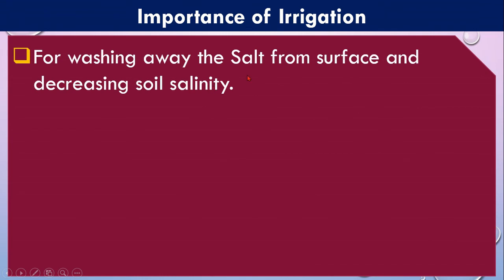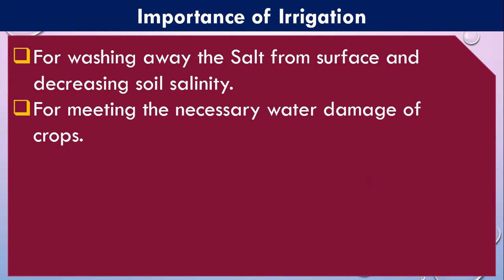For washing away the salt from the surface and decreasing the soil salinity. Sometimes some soil has lots of saline or salt. If we apply irrigation water, pure irrigation water, that time salt from the surface and soil salinity decrease. So that is why we need to apply irrigation, because we know that in saline soil not all types of crops can be cultivated.